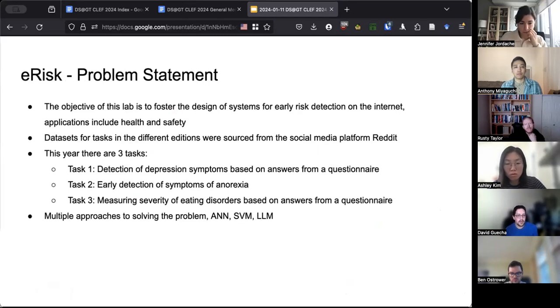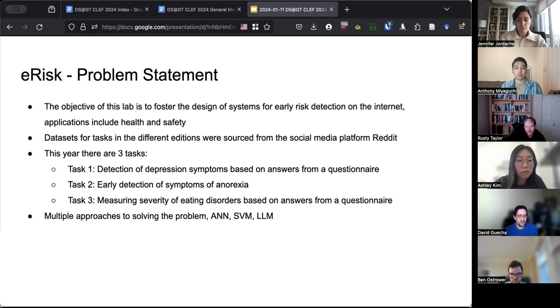eRisk is a lab instituted to foster the development of early risk systems. We're going to be working with data sets pulled from the website Reddit. They specifically have terms of service that allow people to use their data for research purposes. The main goal is to create systems to prevent people from harming themselves or to detect antisocial behaviors in social media. This year we have three tasks.